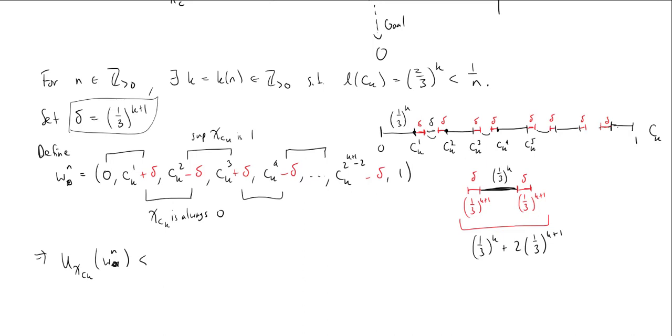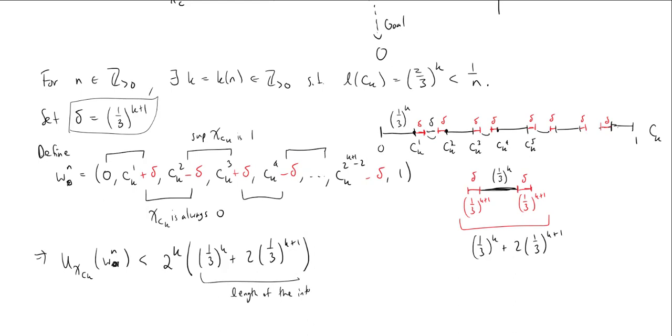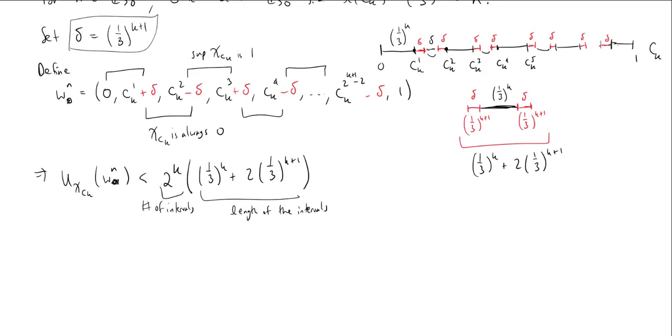This is the length. And then how many are there? Well, in C_k, we determined there are 2 to the k different intervals. So this is going to be less than 2 to the k times 1/3 to the k plus twice 1/3 to the k plus 1. Okay, so remember, this is now the length of the intervals, and this 2 to the k is the number of intervals.